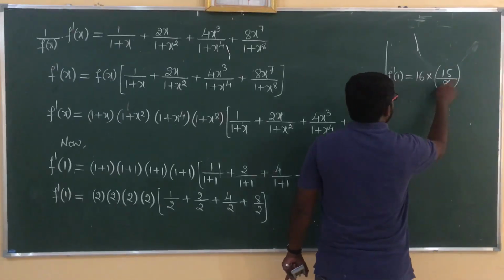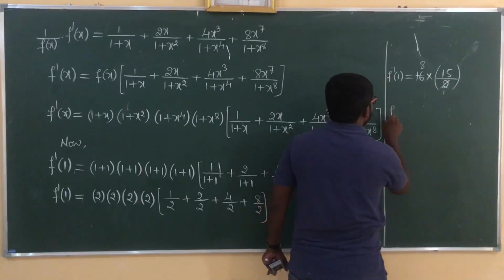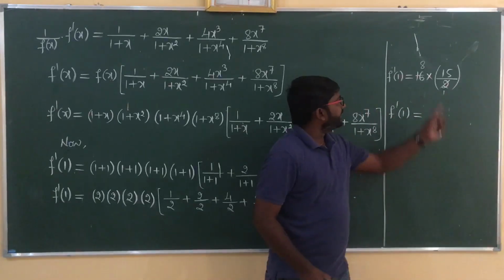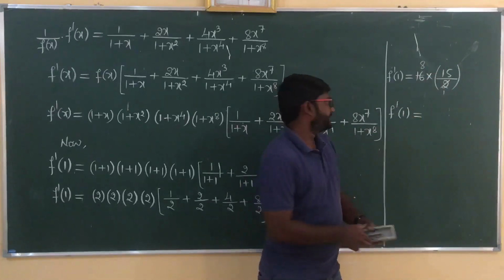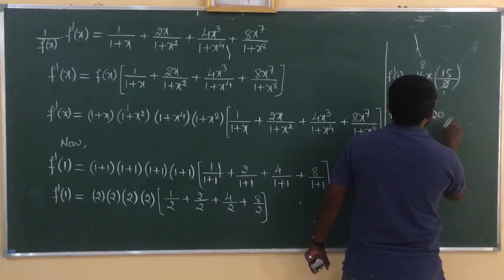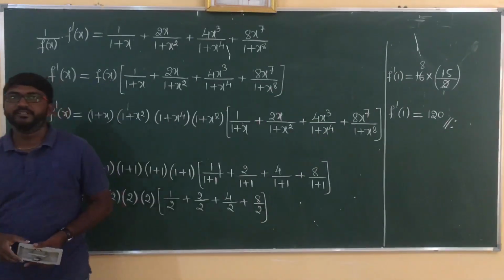Now 2 ones are 2, 8 twos are 16. f dash of 1 is equal to, how much do we get now? 8 into 15 will give us 120. So this is the answer for f dash of 1. Pause the video to note it down.